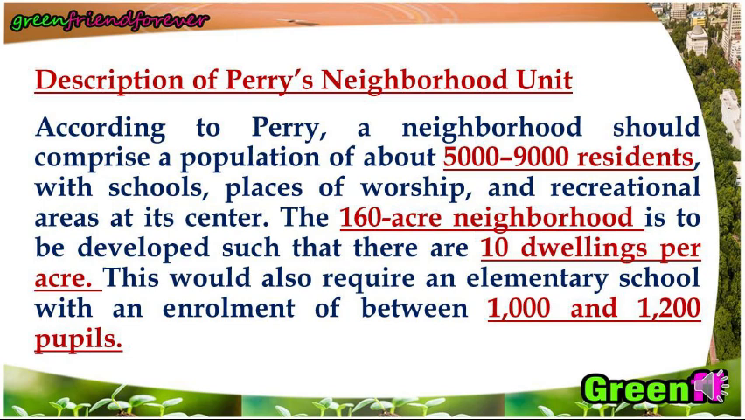Description of Perry's neighborhood unit. According to Perry, a neighborhood should comprise a population of about 5,000 to 9,000 residents, with schools, places of worship, and recreational areas at its center. The 160-acre neighborhood is to be developed such that there are 10 dwellings per acre. This would also require an elementary school with an enrollment of between 1,000 and 1,200 pupils.